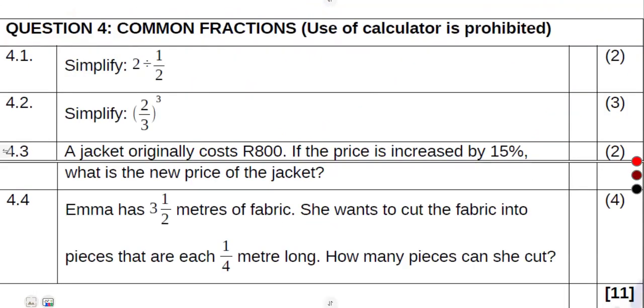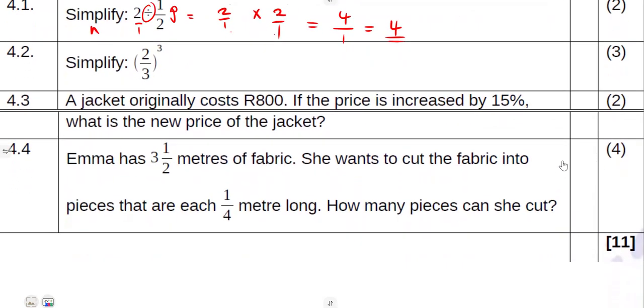Then let us move on to question number 3. Calculators are also prohibited. All right, 4.1, 2 divided by a half. Remember, 2 is the same as what? 2 over 1. And I talked about this, that division must change to a multiplication, and you find the reciprocal of this. Just interchange. 2 times 2, that is 4. 1 times 1, that's 1. Numerator to numerator, denominator to denominator. Then 4 over 1 is what? Is 4. Just like that, direct.